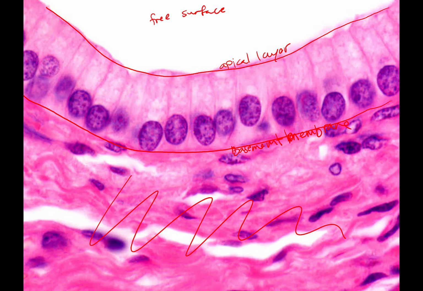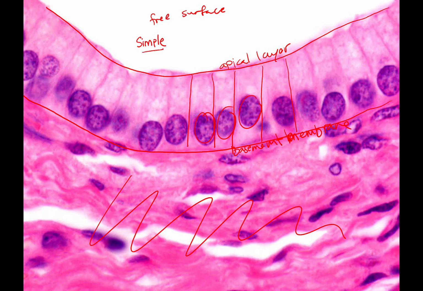How many layers do you think the cell has? Let me point it out for you real quick. That's one cell. Here's cell number 2. Here's cell number 3. Here's cell number 4. These are the nuclei of the cells. So how many layers? One layer. What's the term for one layer? Simple. So that's the first word that you put, simple.